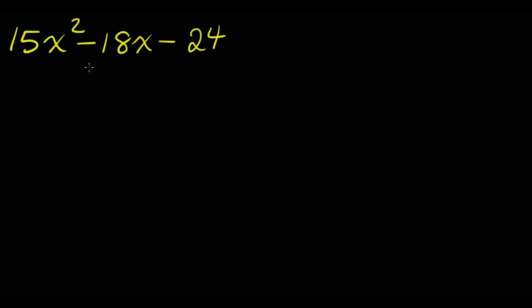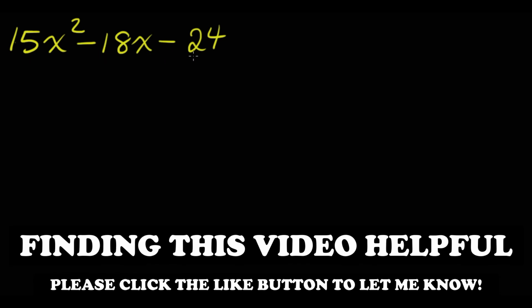Again, we have a trinomial. Now if you look at these numbers, 15, negative 18, negative 24, there is a common factor. You can pull it out to make this a little bit easier to factor using the AC method. Think about this, 15, negative 18, and 24. What would be the biggest number that can go into those three numbers? That's going to be your greatest common factor. Looks like you can pull out a 3, so 3 is your greatest common factor.